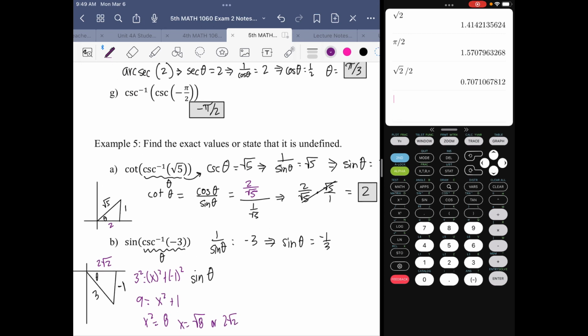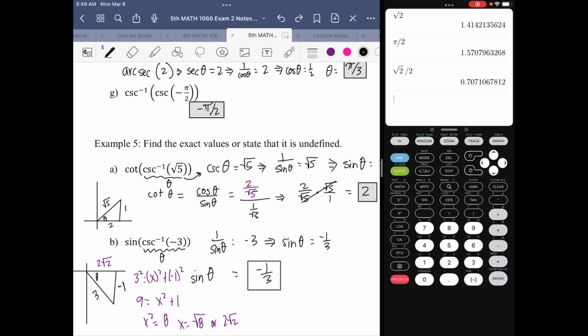Okay, so now that we want the sine of that, hey, wait a second, did we even actually have to find this? The sine of the arc cosecant. Interesting, what happens here? So the sine of this is negative 1/3. Well, didn't I already know that?